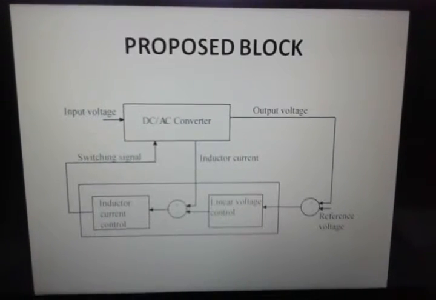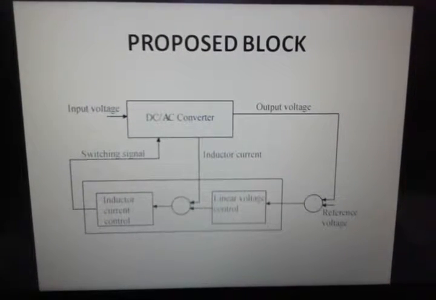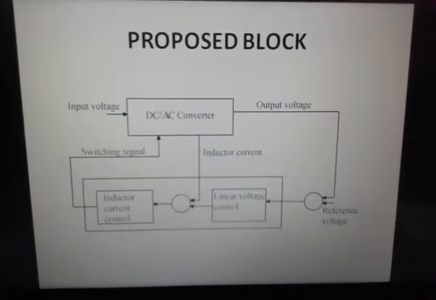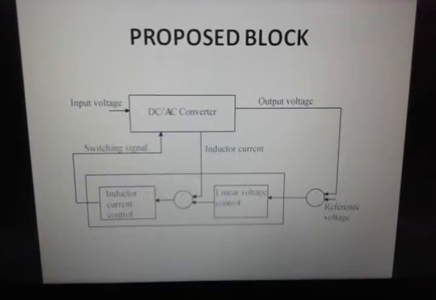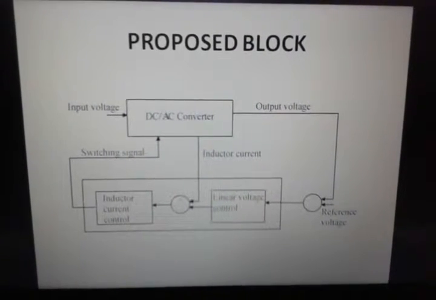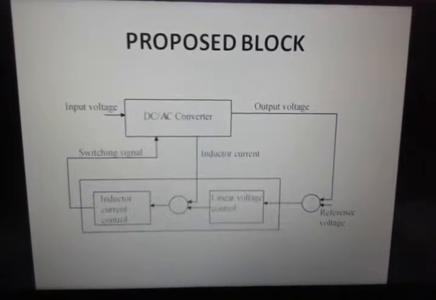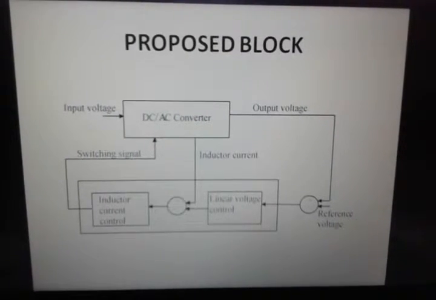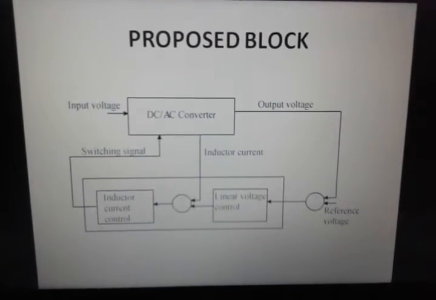This is our proposed block. Input voltage is given to the DC to AC converter. The output voltage and the reference voltage are combined and then given to linear voltage control, where the steady state output voltage is obtained. Here the linear voltage controller is used to provide a constant DC voltage regardless of changes in load current. This current and inductor current from the DC to AC converter are fed to the inductor current controller, where it arrests the ripples and the voltage will be increased. Hence the current will be controlled and the switching signal is again given to the DC to AC converter.